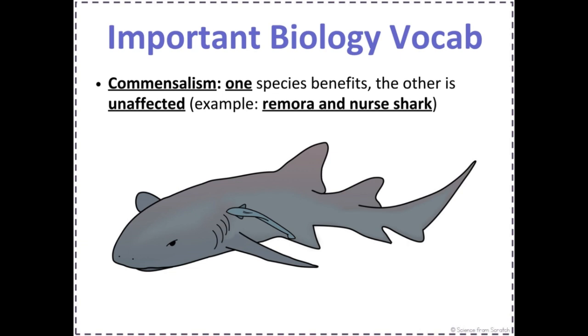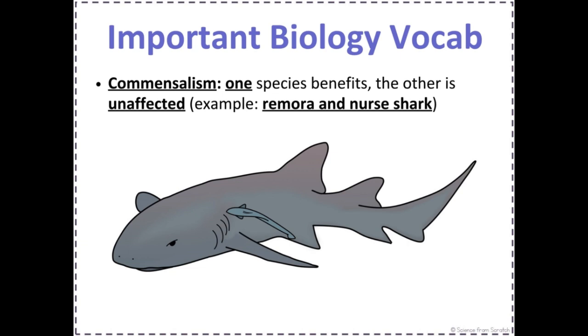Then we have commensalism. Commensalism is where one species benefits and the other is unaffected. Okay, one is super happy and the other one's like, meh. Okay, so remoras, the little fish that you usually see following around the big sharks, are also called suckerfish. Okay, they have a modified dorsal fin that acts like a suction cup that allows them to stick themselves to large marine mammals and sharks.